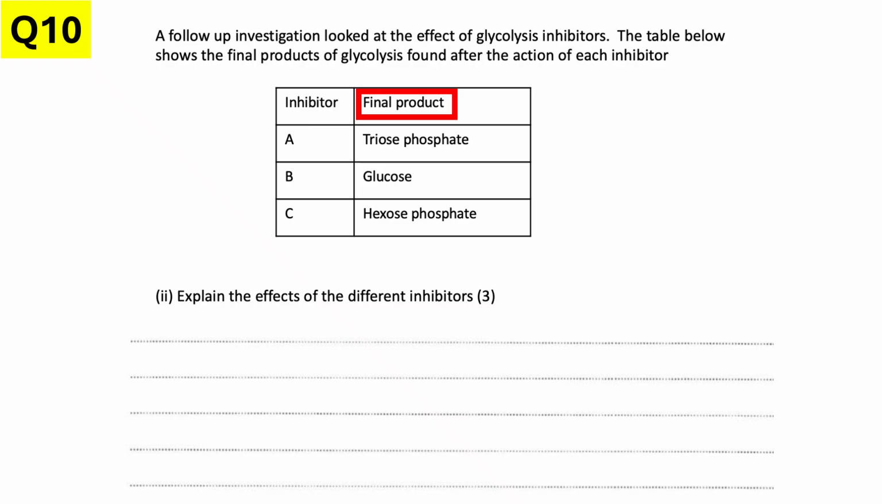Now for inhibitor C, we can see hexose bisphosphate has been formed, which indicates that phosphorylation must have taken place of the glucose, but that the hexose phosphate itself cannot split into the two molecules of triose phosphate. So inhibitor C is inhibiting the breakdown, the degradation, the splitting of hexose bisphosphate.